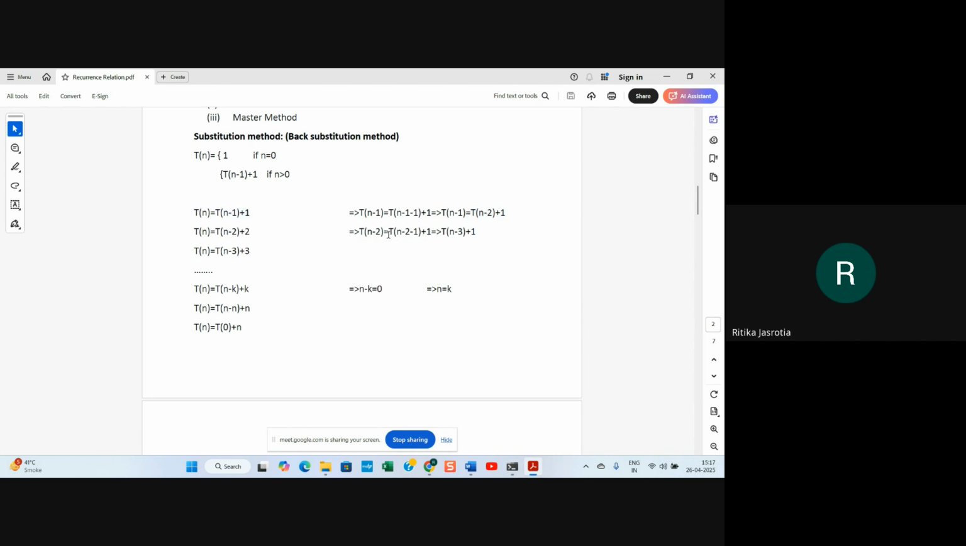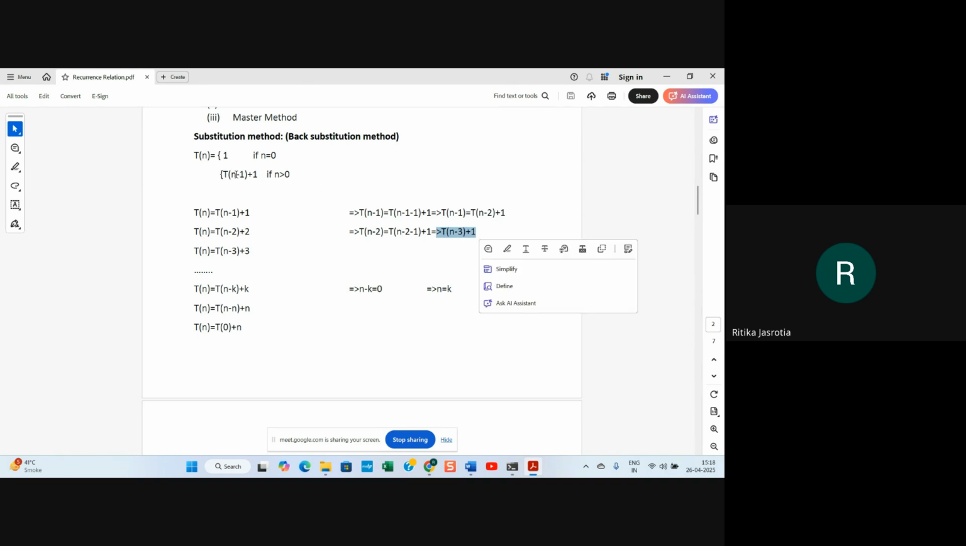So what will we get? Tn minus 2 minus 1 plus 1. So minus 2 we are adding to this equation, and here also we are adding minus 2. So if we do this, how much will we get? Minus 1 minus 2 will be minus 3. Tn minus 3 plus 1. So if we keep on calculating like this, we are getting the same result.